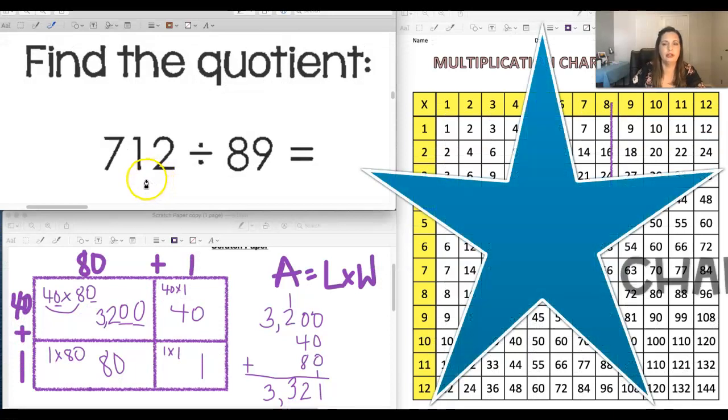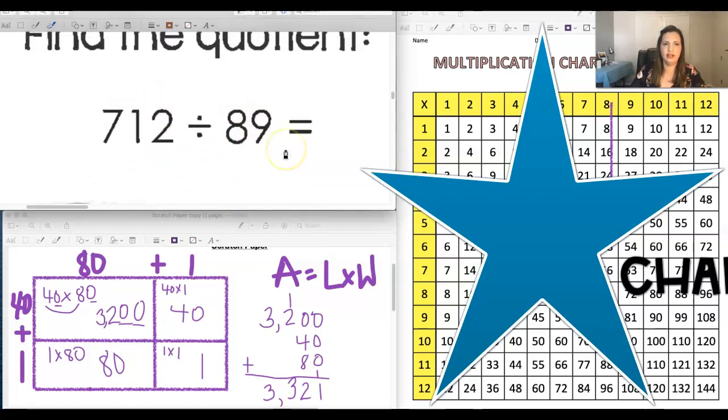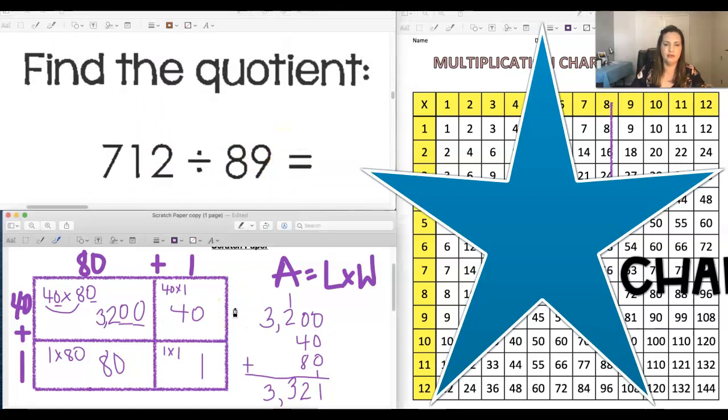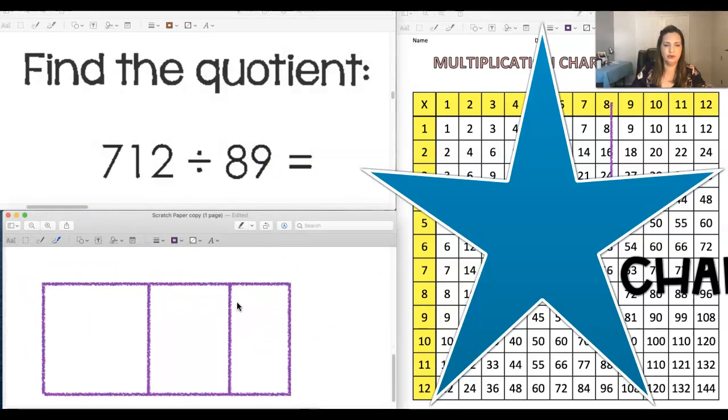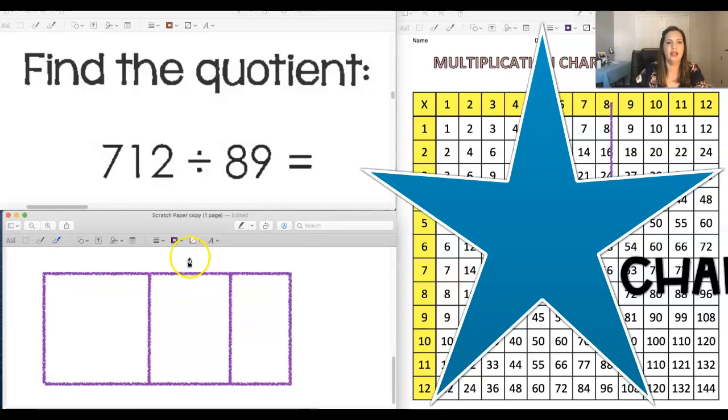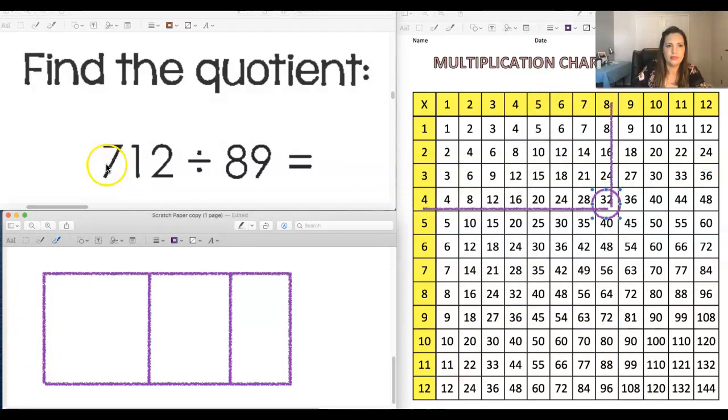Okay, I told you we were going to do number 4 as a challenge. Find the quotient. It's a 2-digit divisor, but I know some of you can rise to the challenge. If this is still too difficult for you, don't worry, just watch. But for those of you who are ready for it, we're going to go ahead and try it out.